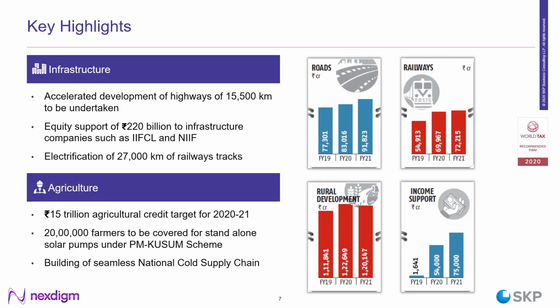On the infrastructure side, there have been a lot of developments on the highways. Around 15,500 kilometers of highway projects have been undertaken. Electrification of around 27,000 kilometers of railway tracks has happened. To push agriculture in India, a lot of schemes have been announced, including providing 15 trillion INR agricultural credit, introducing the Kusum scheme, which covers farmers for standalone solar pumps, and building a seamless national cold supply chain.